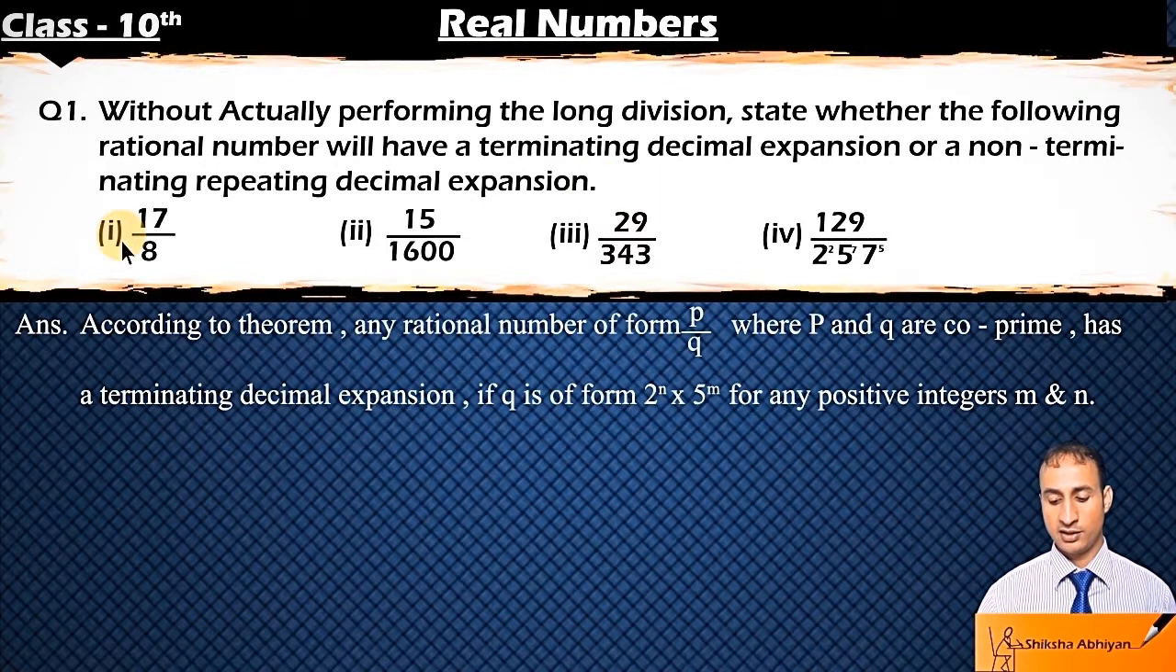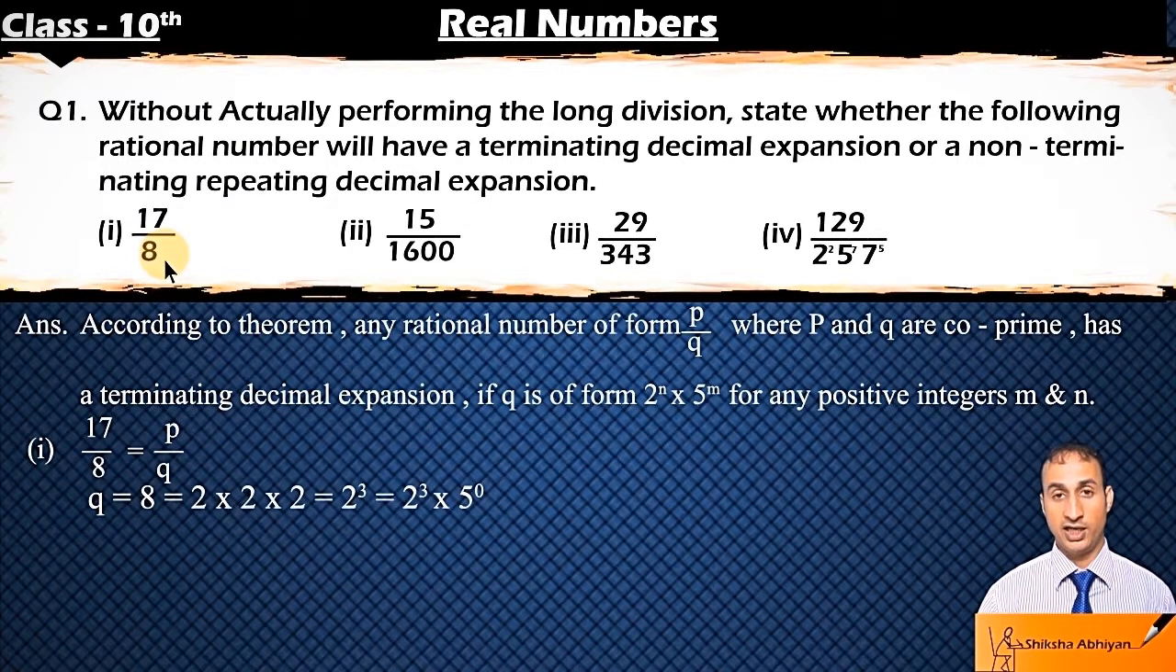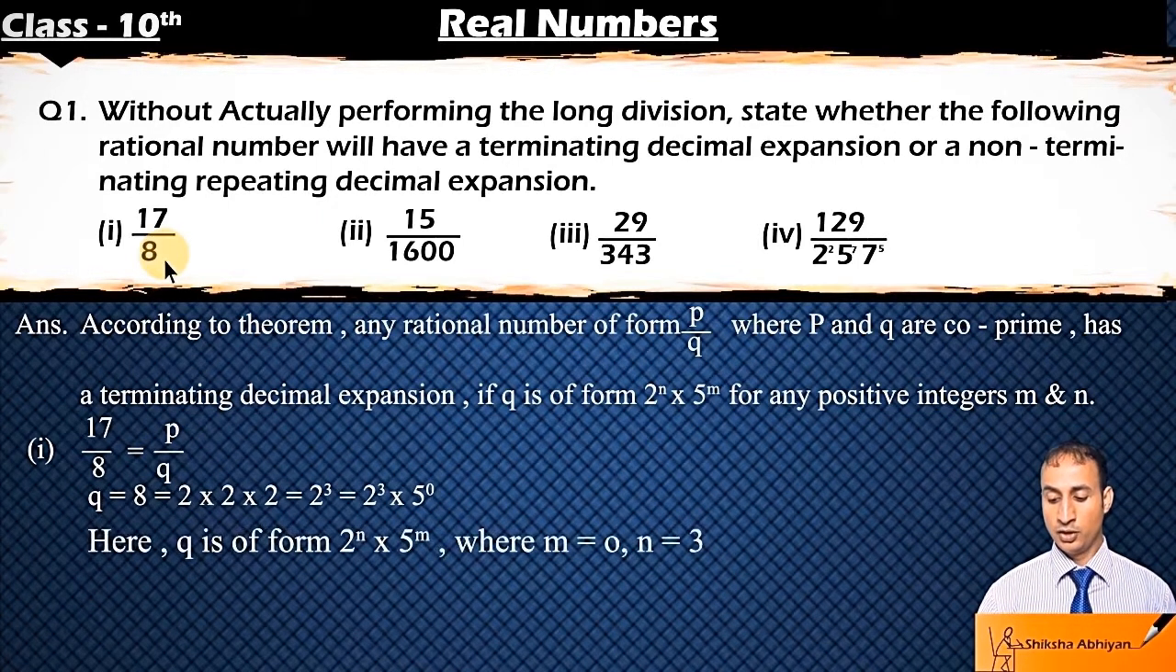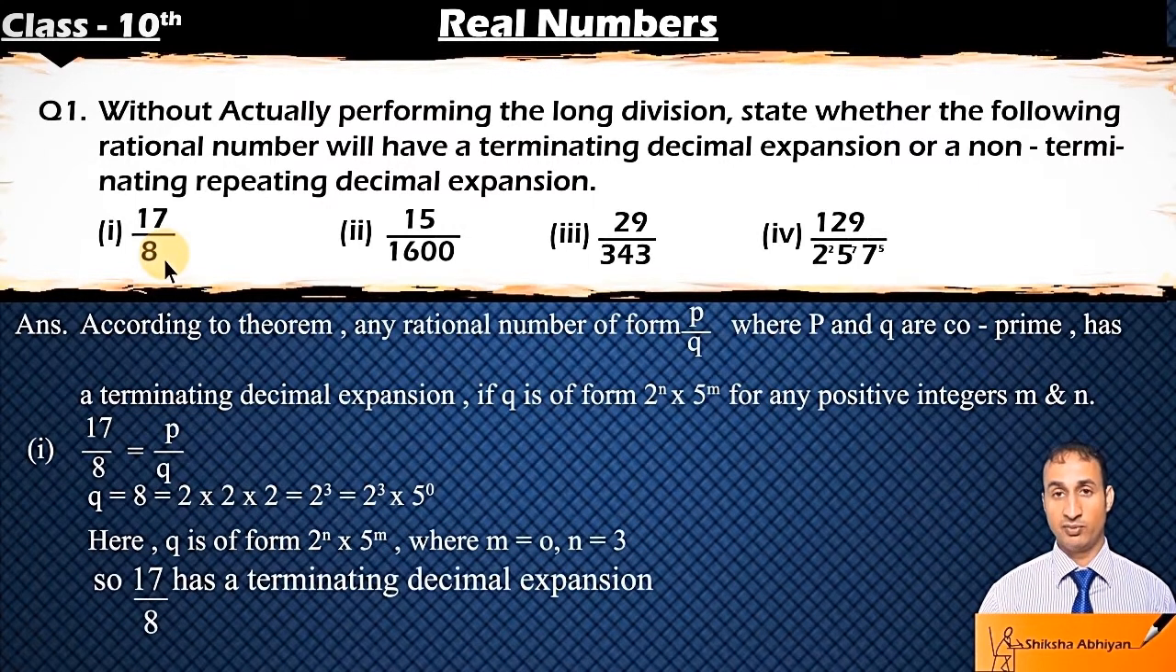See the first part. This is 17 by 8. So let it be equal to p by q. Here q is equal to 8, that is 2 into 2 into 2. This is 2 to the power 3, equal to 2 to the power 3 into 5 to the power 0. I can write it here, there is no 5. Here q is of the form 2 to the power n and 5 to the power m, where n is equal to 3 and m is equal to 0. So 17 by 8 has a terminating decimal expansion.